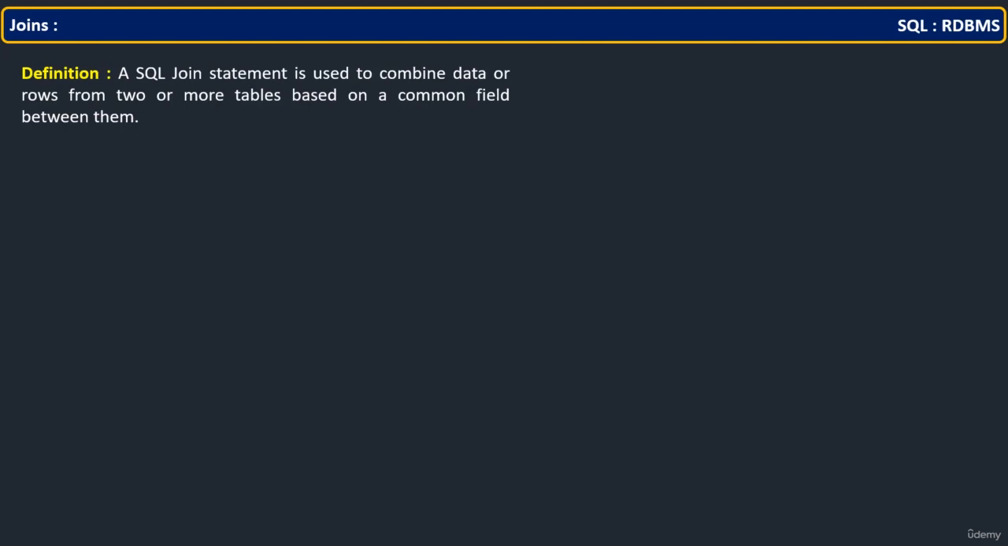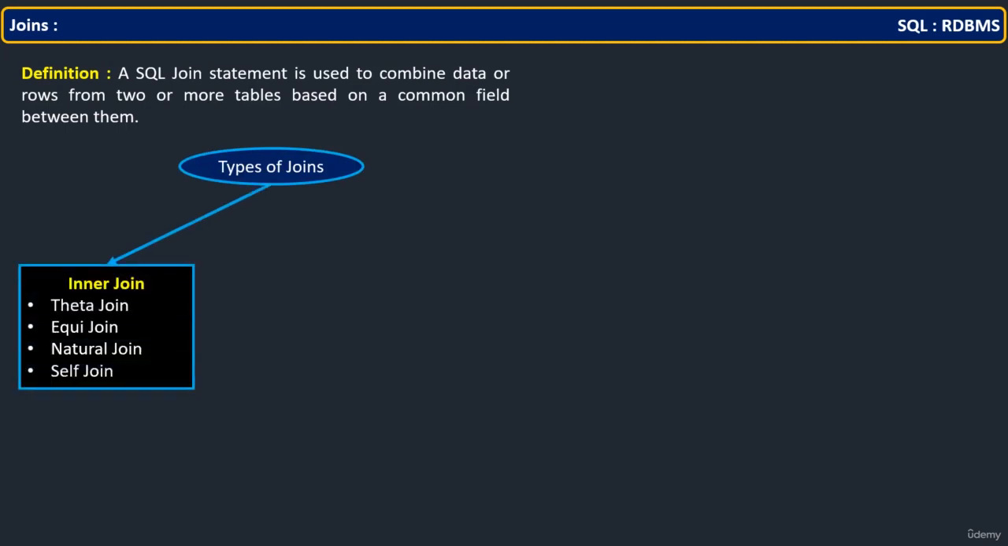Now try to understand in this lecture how many joins there are, the types of joins. The very first one is inner join. Under it we have theta join, equi join, natural join, self join. If you understand theta join, obviously equi join, natural join, self join are simple. The concept is very simple. We will see one by one with a detailed explanation.